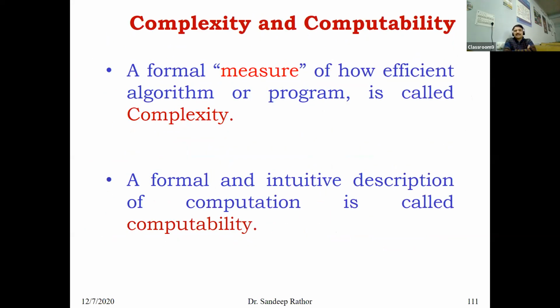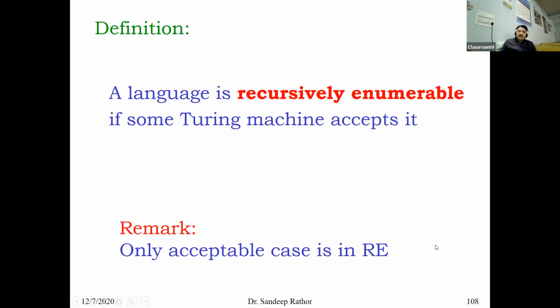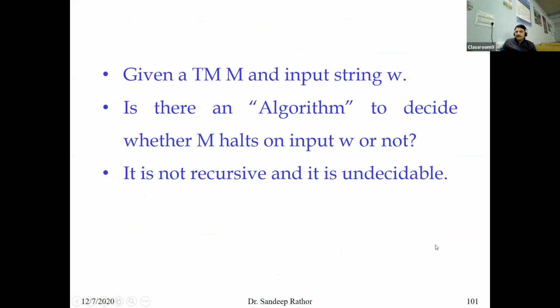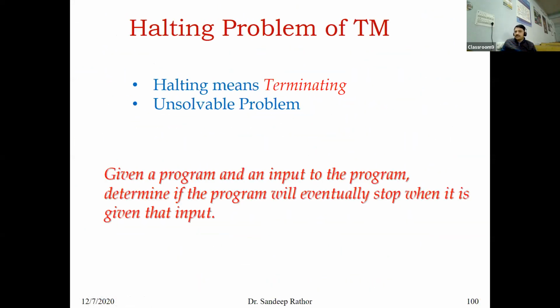In the complexity class topic, our syllabus says just introduction to complexity class. That means you should know the basic definition of complexity, along with the complexity classes, meaning P class, NP, NP hard and NP complete. Nothing else. Recursive enumerable we have completed. Halting problem of Turing machine. Halting problem of Turing machine is an undecidable problem or unsolvable problem.